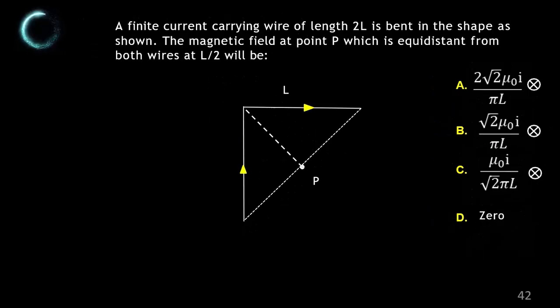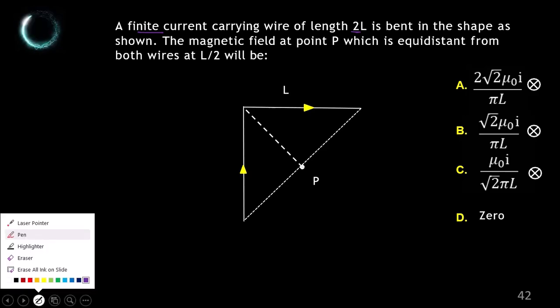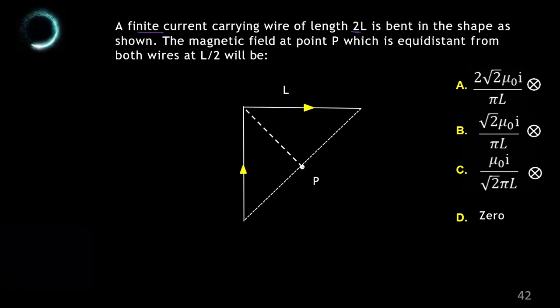Okay. So let us do this one. There is a finite current carrying wire of length 2L, so the total wire length is 2L, that is bent into an L shape. Let us use the point A. This is the point O. This is the point B.